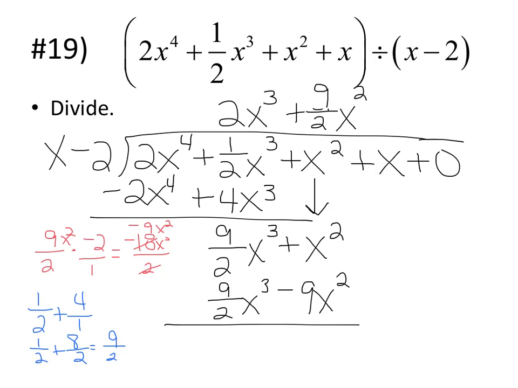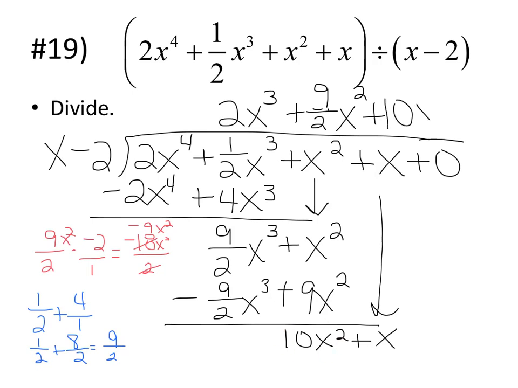All right. Change your signs. 9 halves x cubed minus 9 halves x cubed is 0. x squared plus 9x squared is 10x squared. Bring down your plus x. Okay? x times what gives me 10x squared? That's going to be 10x.